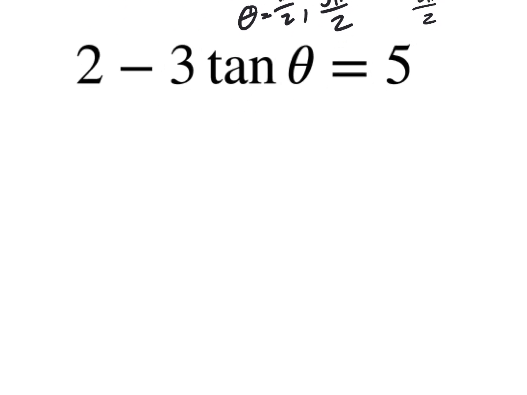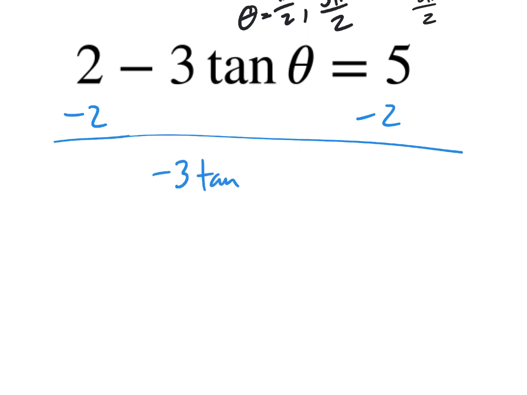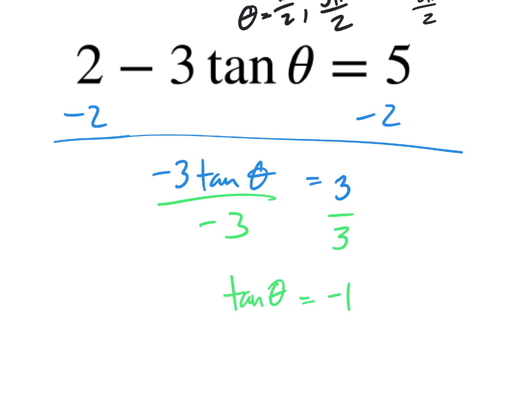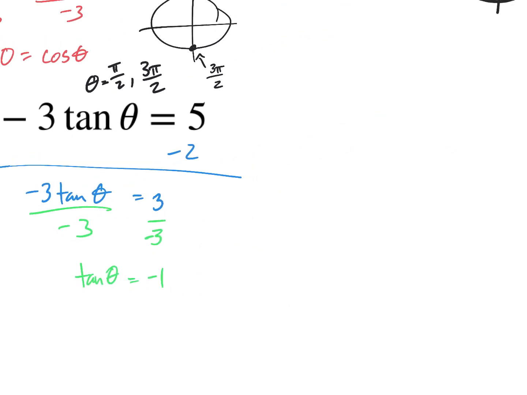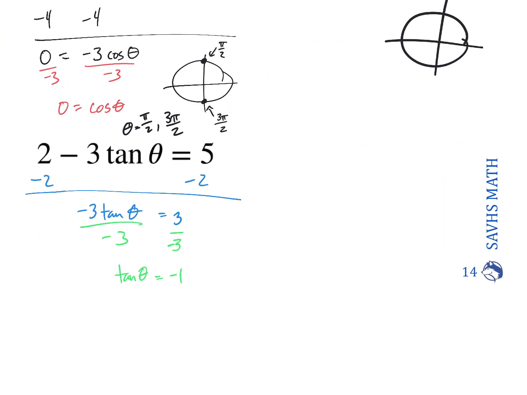Let's do another one. This is going to feel very similar. So now we get -3 tangent of theta equals 3, excuse me. Okay, let's divide both sides by -3. Now it says tangent of theta equals -1. I lost a negative there. There we go. So this is asking where on the unit circle, so let's go to a unit circle here.